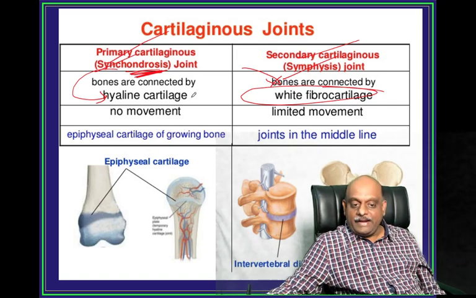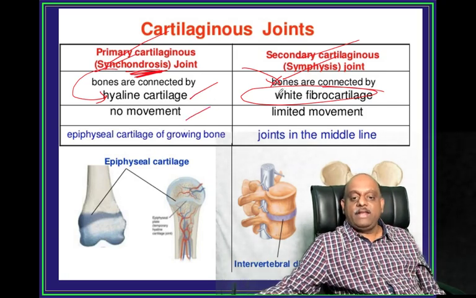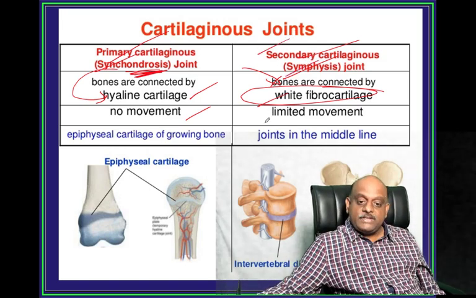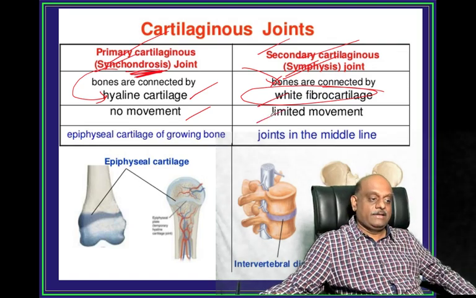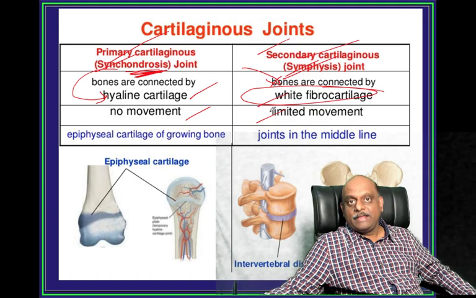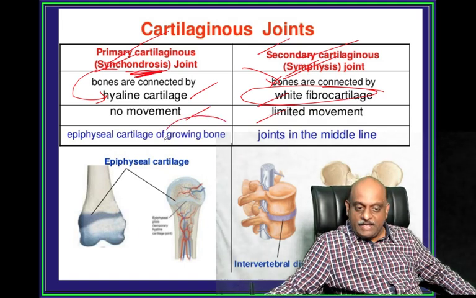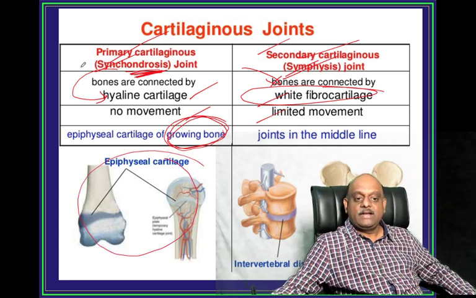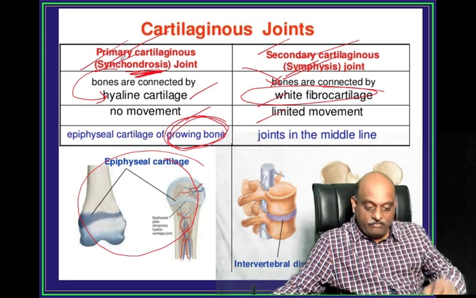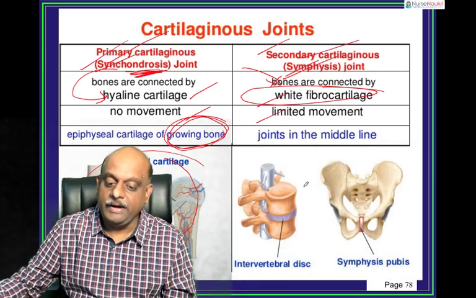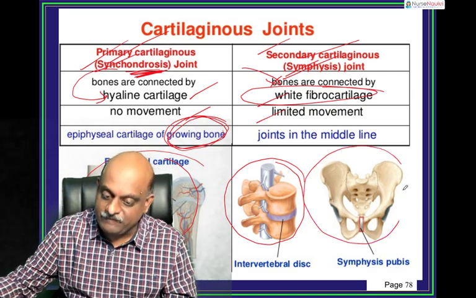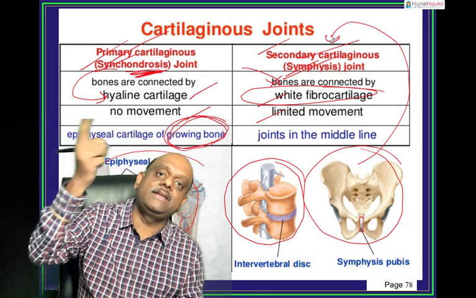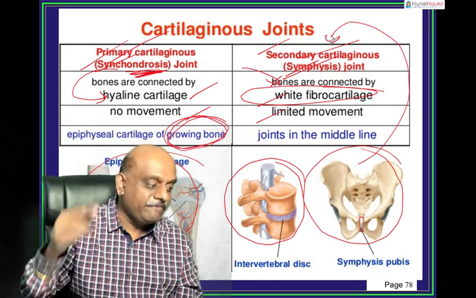Difference is hyaline cartilage जहाँ रहता है there is no movement, whereas white fibrocartilage will let the secondary cartilaginous joint, that is a symphysis joint, to have a limited movement, is what you have to ultimately remember. So the epiphyseal cartilage of a growing bone is a primary cartilaginous joint, whereas the intervertebral disc and the symphysis pubis जो है, that is a secondary cartilaginous joint, is what you have to emphatically remember.